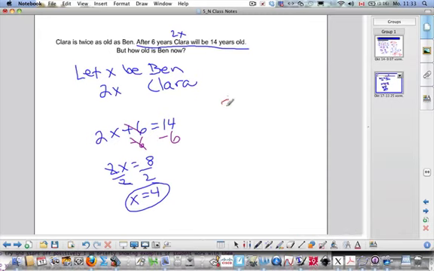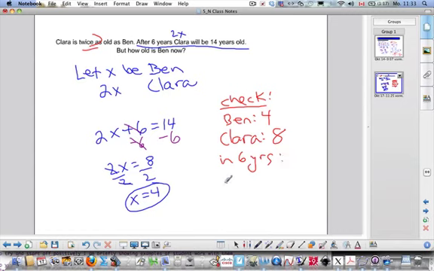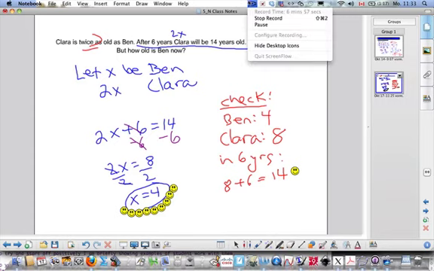Okay, now again, because we're good little mathematicians, and maybe some of you paused it, tried it, and got 4, that's awesome. Let's check, okay? So, Ben is 4. Clara is twice as old, which means that Clara will be 8. Okay, what's happening in 6 years? In 6 years, Clara is 14. So we are extremely happy with our result of X being 4. Good, that's it. Keep practicing.